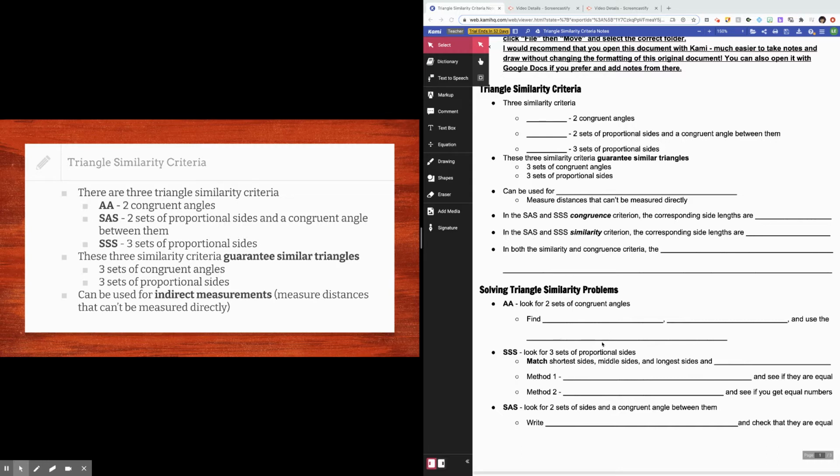What I'm hoping you remember from when we talked about triangle congruence criteria was that we had 5 different triangle congruence criteria, right? We had SSS, SAS, ASA, AAS, and HL. And then I mentioned to you that there were a couple that didn't work, but these were our triangle congruence criteria. So the cool thing about triangles is you can do the same thing for determining if triangles are similar.